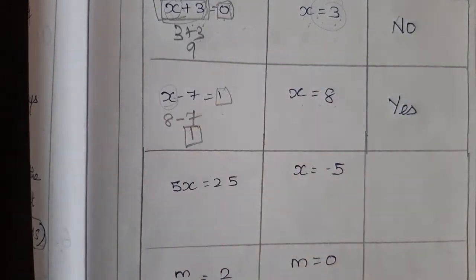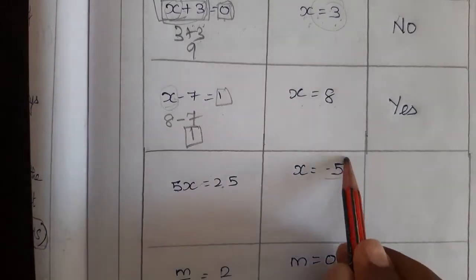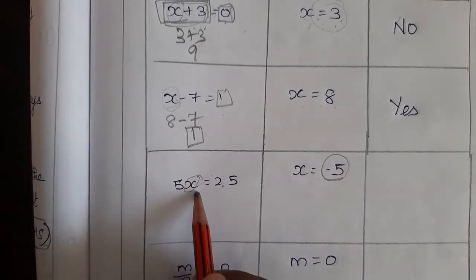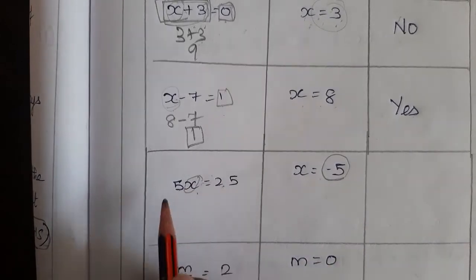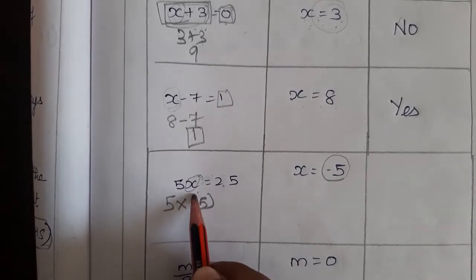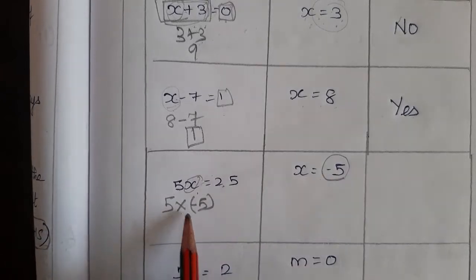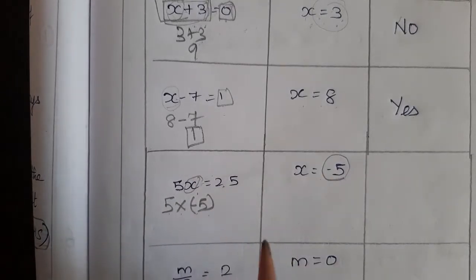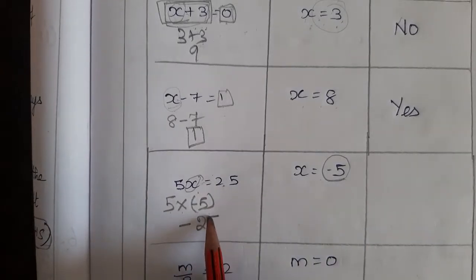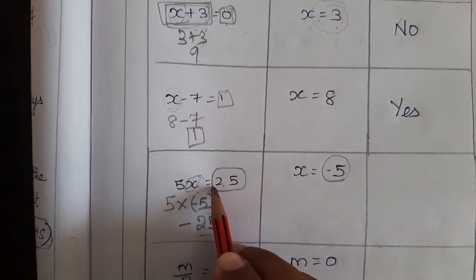And the next, 5x is equal to 25. So x is given as minus 5. Let me substitute minus 5 instead of x. 5x is nothing but 5 into x, right? So 5 into minus 5. We are substituting the x value minus 5. So 5 into minus 5 is negative 25, right? Minus 25. But in the RHS it is a plus 25, right?